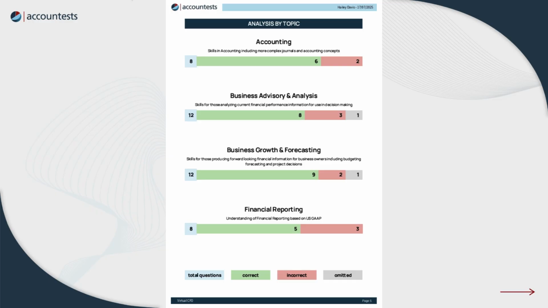the basics of accounting. Business advisory and analysis is using financial information to help management make decisions. Business growth and forecasting is around that forward-looking information, so budgeting projects, capital projects. And financial reporting is understanding of financial reporting standards and how they impact on the management information and how things will end up being reported, and that's based on US GAAP.